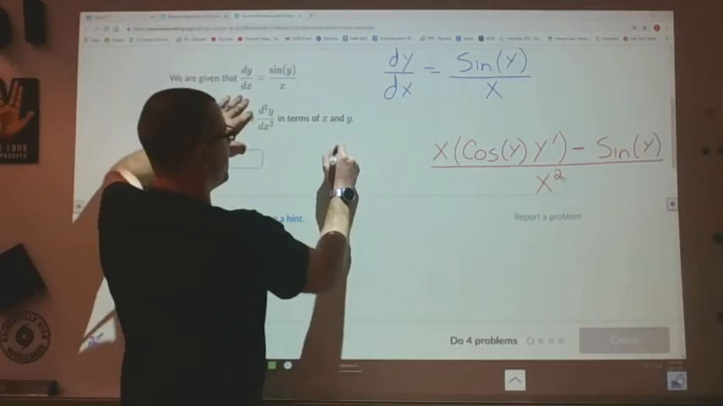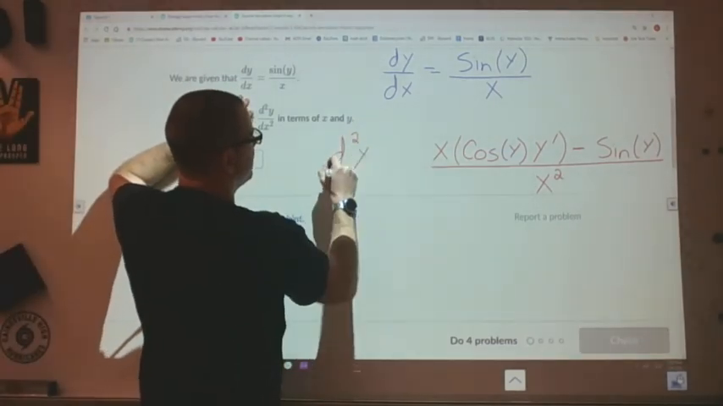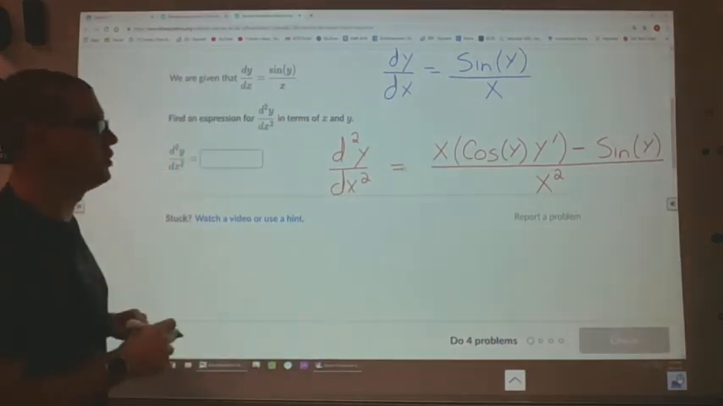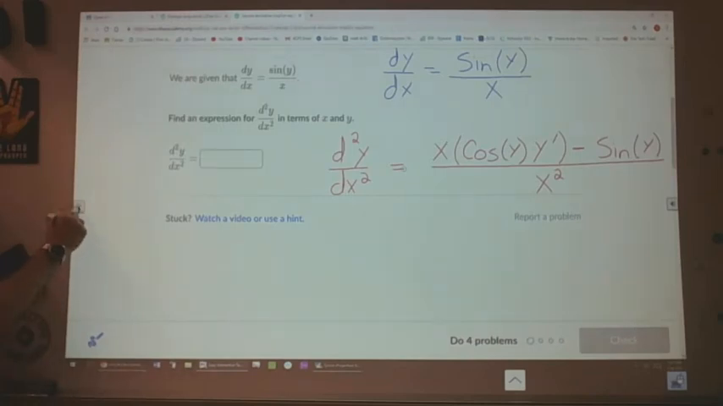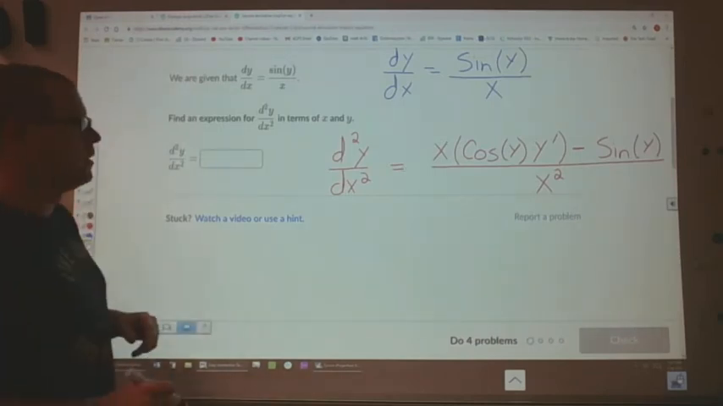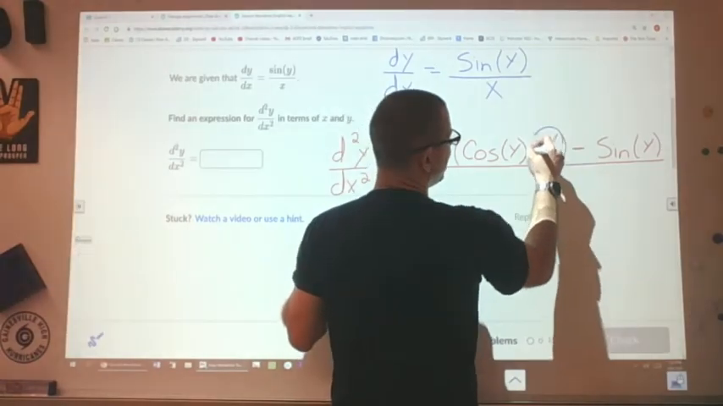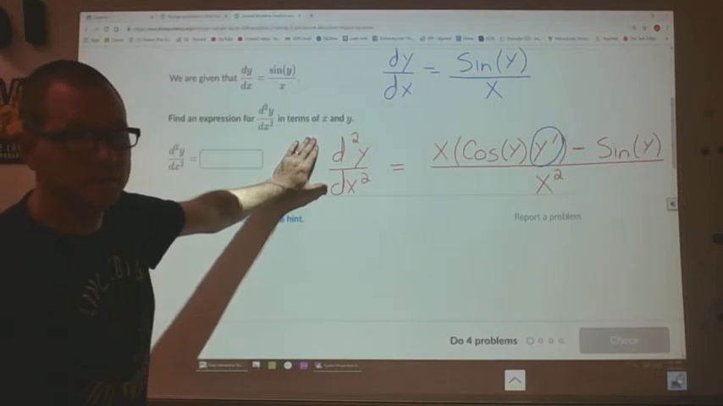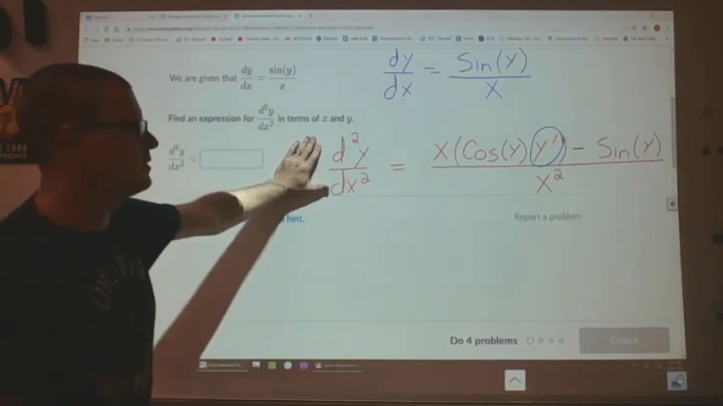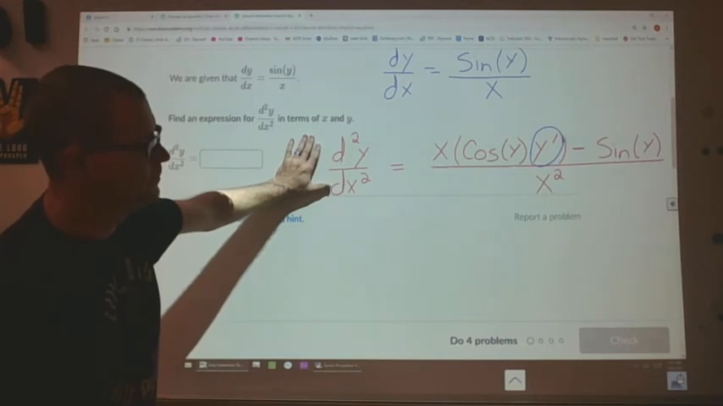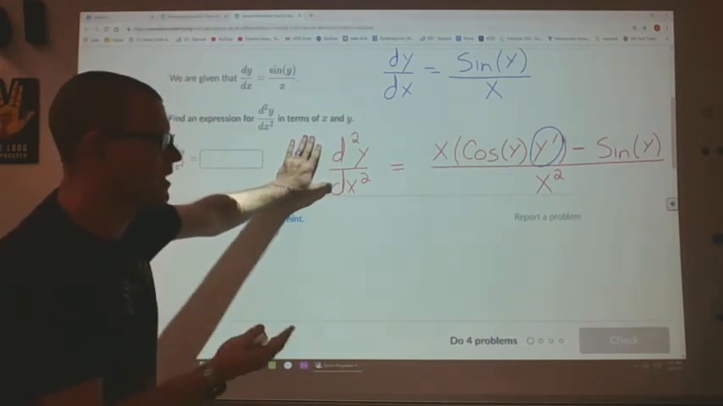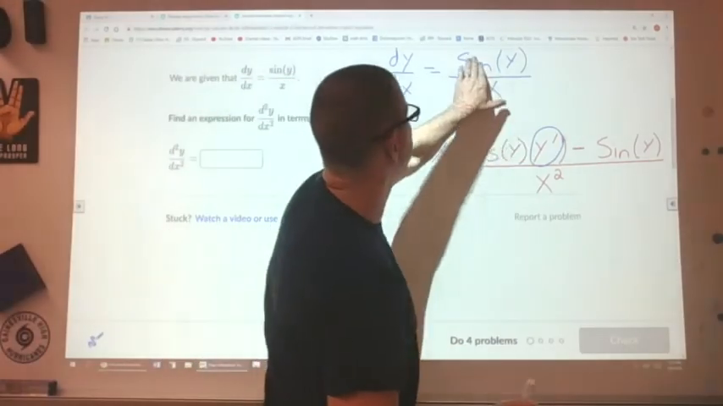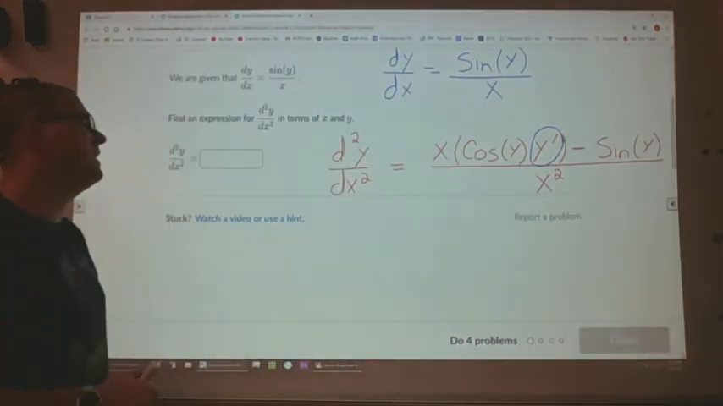That is d squared y over dx squared. But we have an issue. A couple issues, really. But our first issue is this y prime here shouldn't be there. We don't want our derivatives in our derivatives. That's redundant. And we might want to clean this up a little bit if we can. So we're going to do some substitution of that. We're going to put sine y over x right in there.